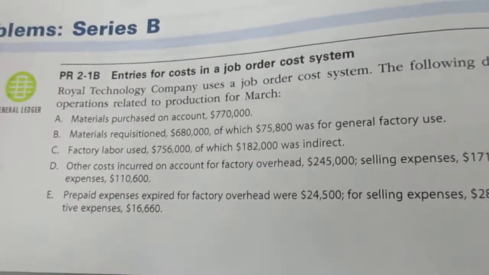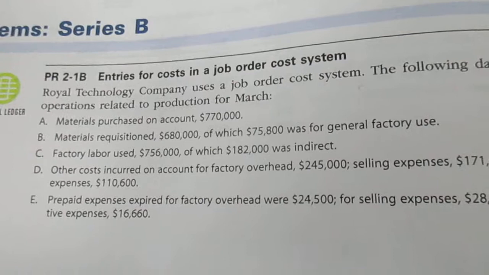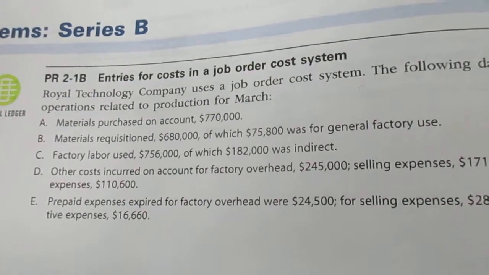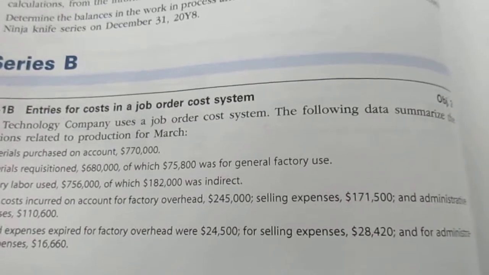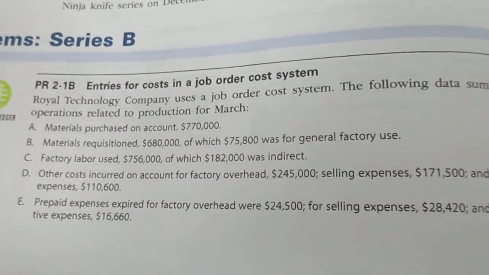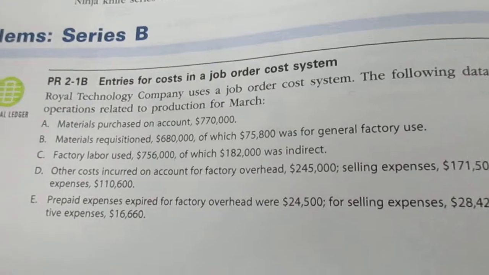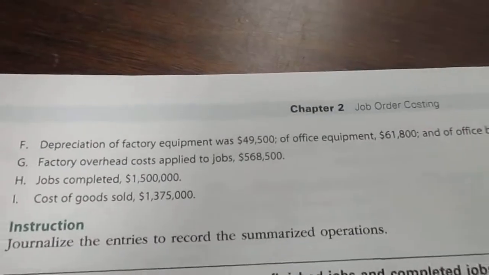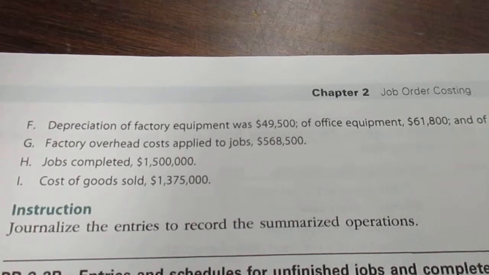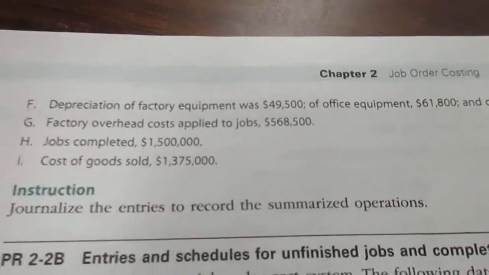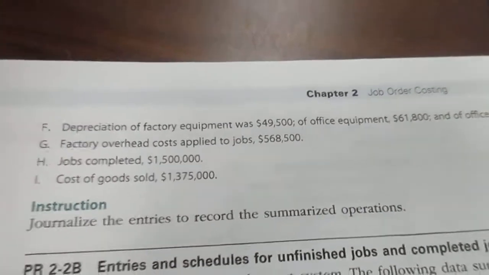Okay, we're going to look at 2-1B, entries for cost in a job order cost system. Royal Technology Company uses a job order cost system. The following data summarizes the operations related to production for March. And there is A through E. If you have an actual textbook, if we pop up to the top, F through I. Instructions, journalize the entries to record the summarized operations. Okay, so we're just working in a general journal here.